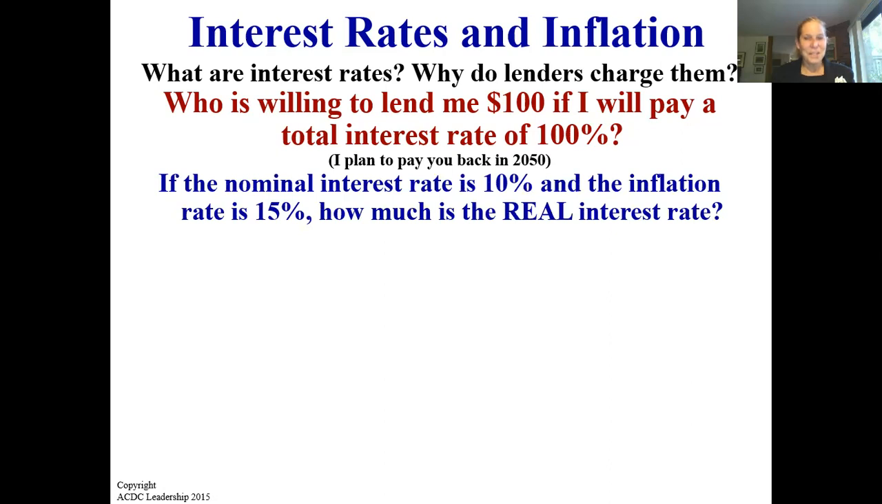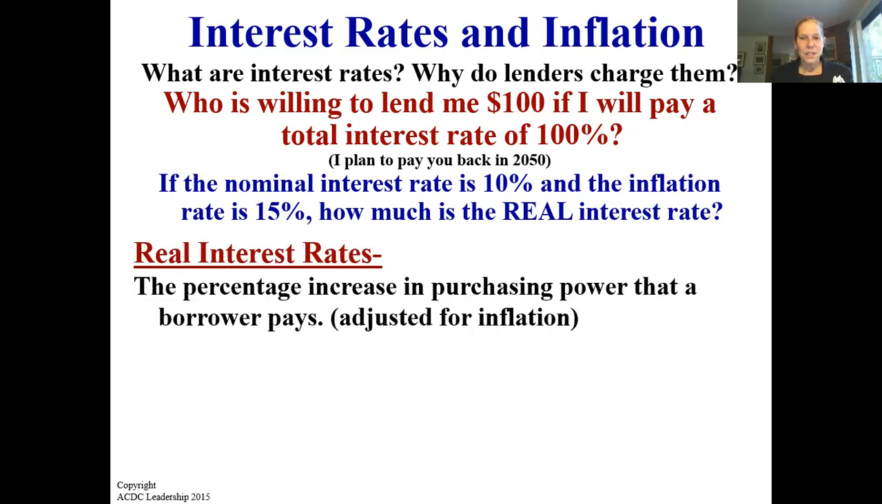If the nominal interest rate is 10% and the inflation rate is 15%, how much is the real interest rate? Real interest rates: the percentage increase in purchasing power that a borrower pays, adjusted for inflation. So you need to know these definitions.